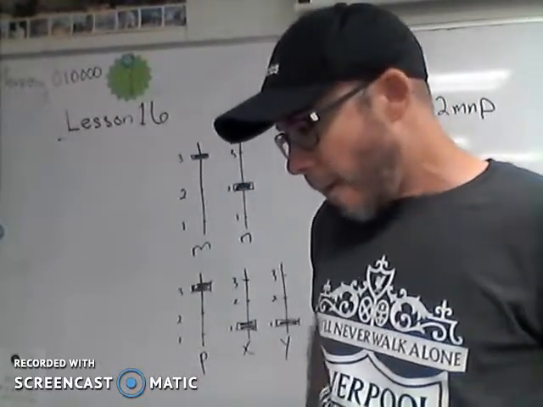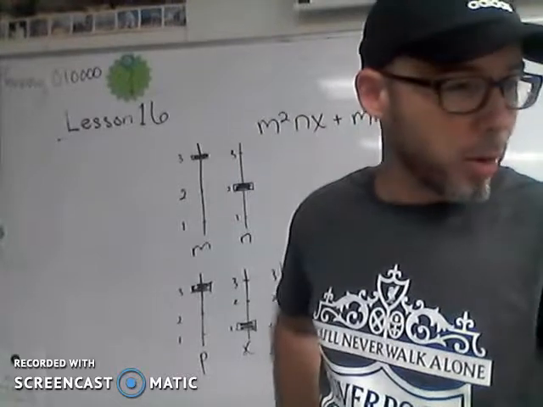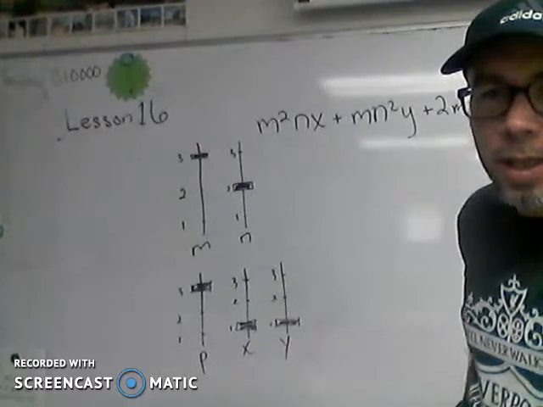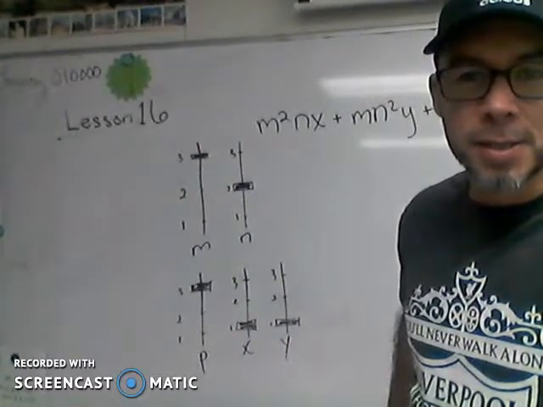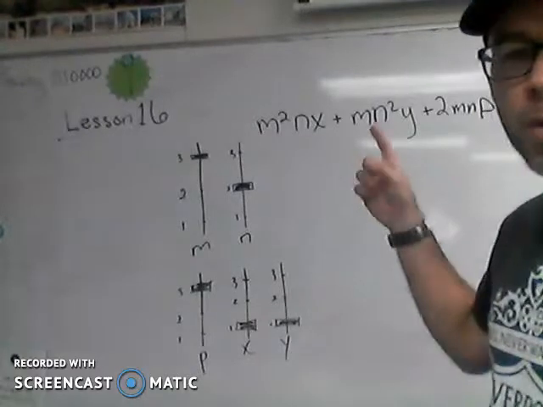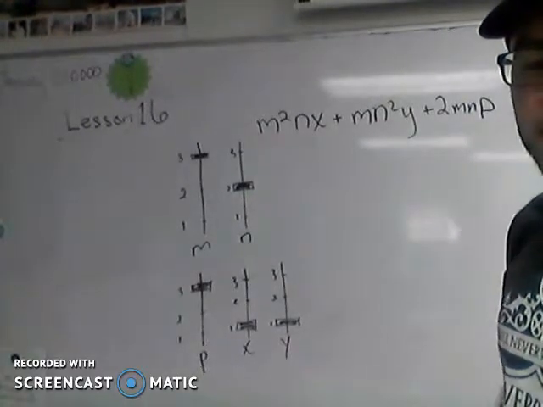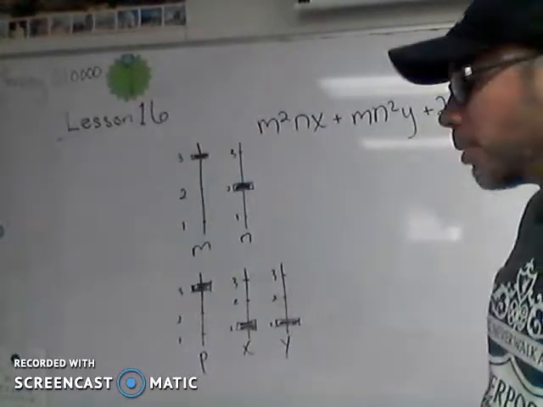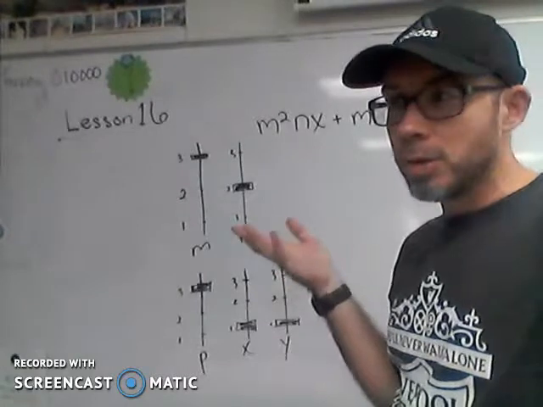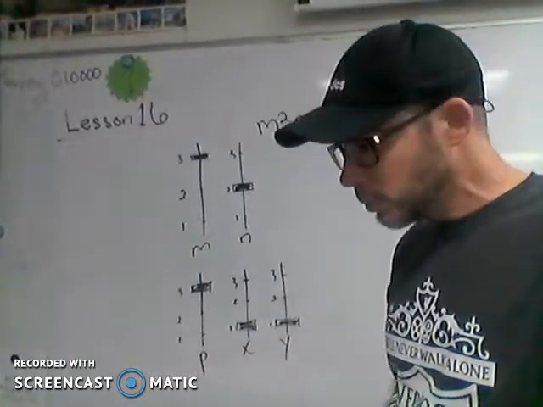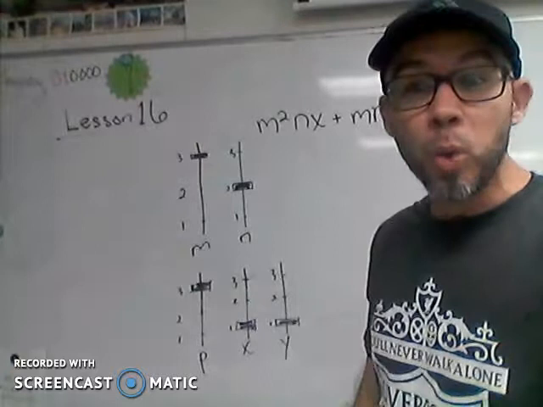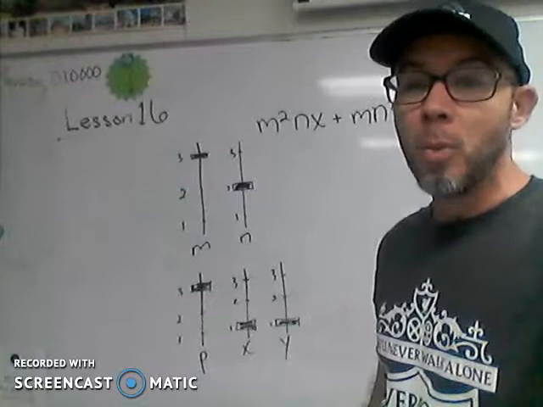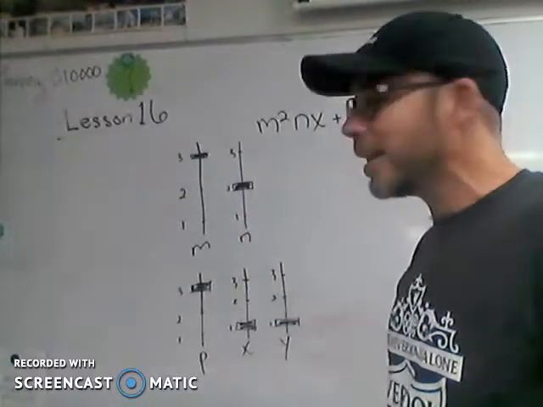Simplifying and evaluating variable expressions. I left up on the board the answer to the last problem in the last lesson that I did in the video: m squared nx plus m n squared y plus 2mnp. And we were saying, well, we didn't know what those letters stood for, so we just kind of left it there. But what if we did? What if somebody told us what m, n, x, p, and y equal? I don't know why, but what if they did?